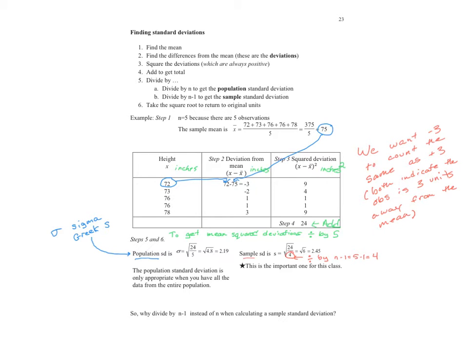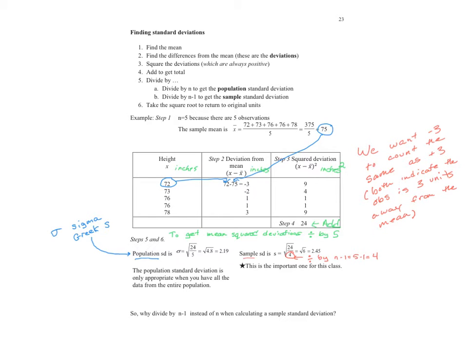The population standard deviation is only appropriate if you have all of the data from your entire population. For example, if I give you a test, you're my entire population. I don't care about the other students at UMF. I only care about my students. So when I have your test scores, I have all the data from the population I'm interested in. If I wanted the standard deviation, I could use the population standard deviation.